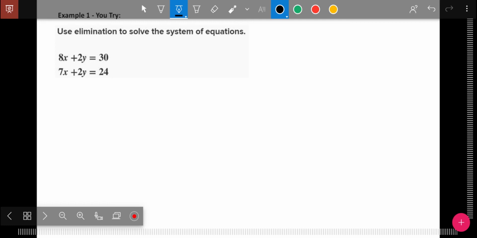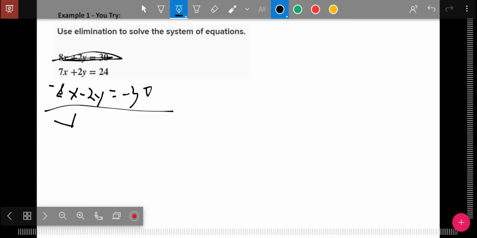And again, I would change the top equation. I would make them all the opposite, so I get the negative. So now when I add them up, they cancel out real fast. I get -x equals -6. So that gives me x equals 6.